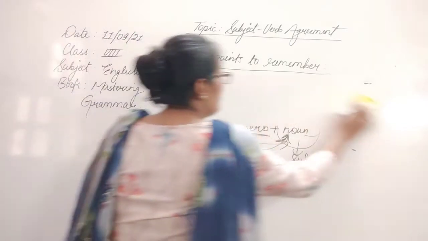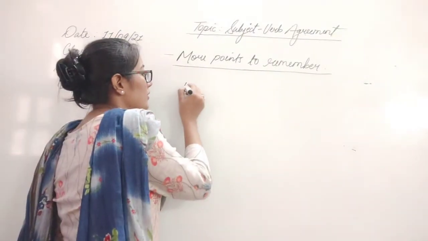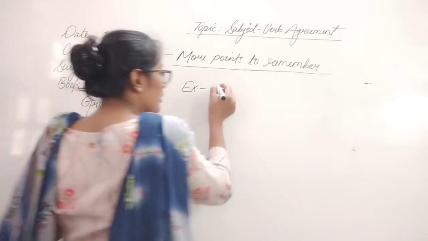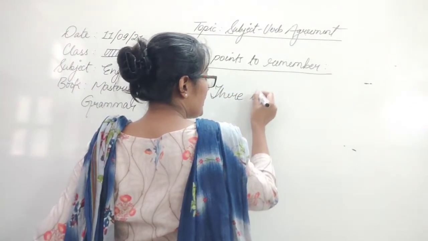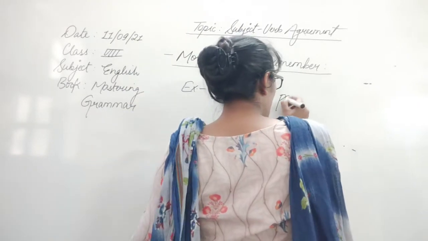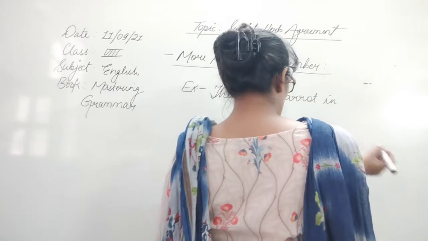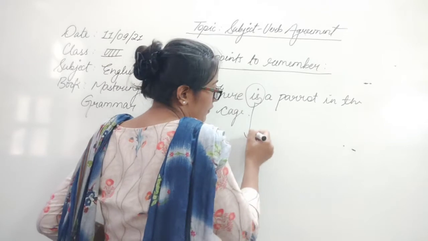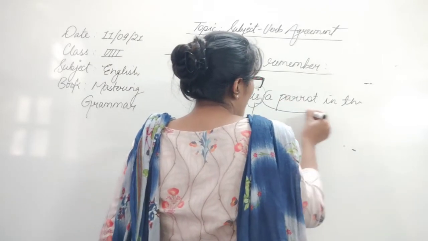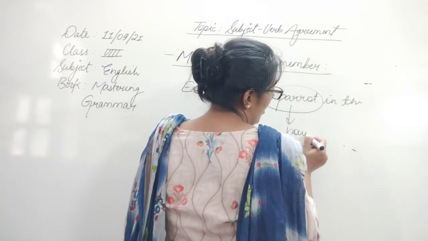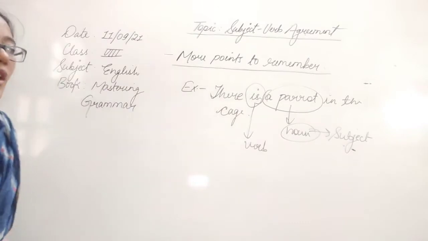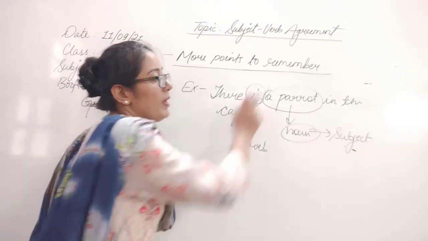Now let's move on to the example. So the example is: there is a parrot in the cage. There is a parrot in what? In the cage. So beta, in this, is is the verb and a parrot is the noun, or you can say the subject. Okay, the subject of the sentence. There plus verb plus subject.